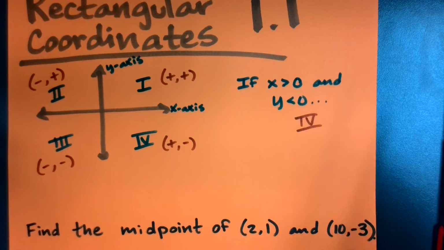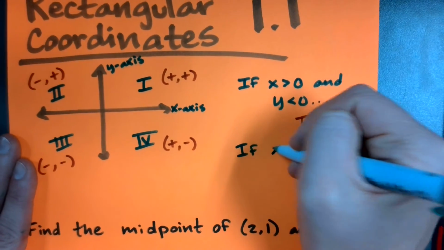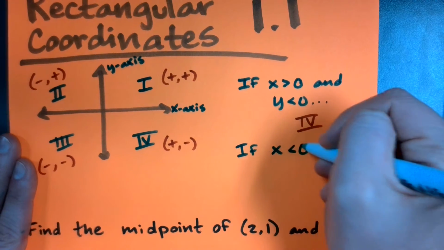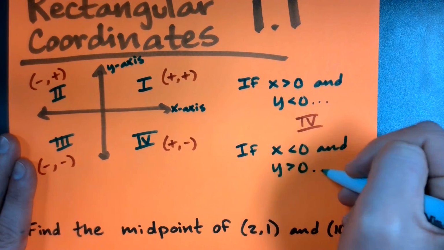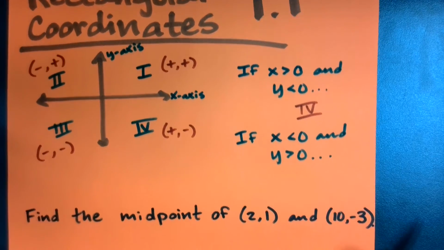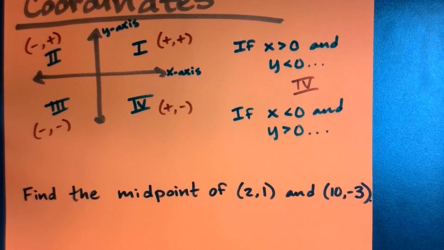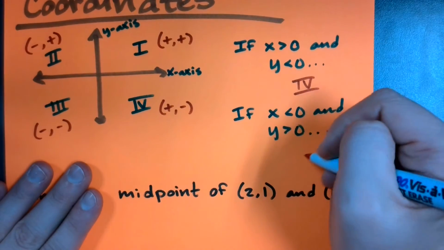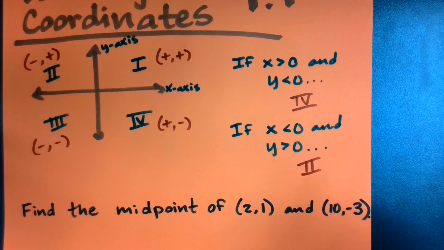Okay, so how about if we had a question like, if x is less than 0 and y is greater than 0? What quadrant is that happening in? Very nice. So just having a feel for what our quadrant looks like, plotting points, which we can.